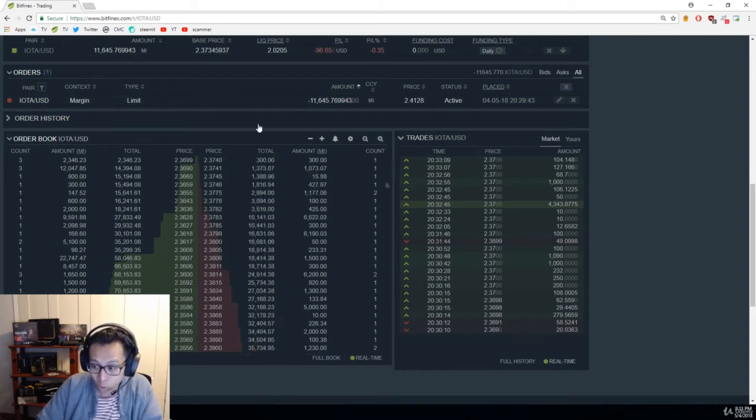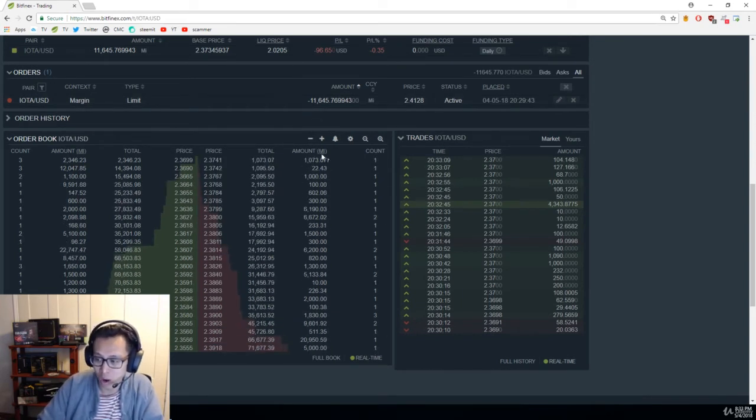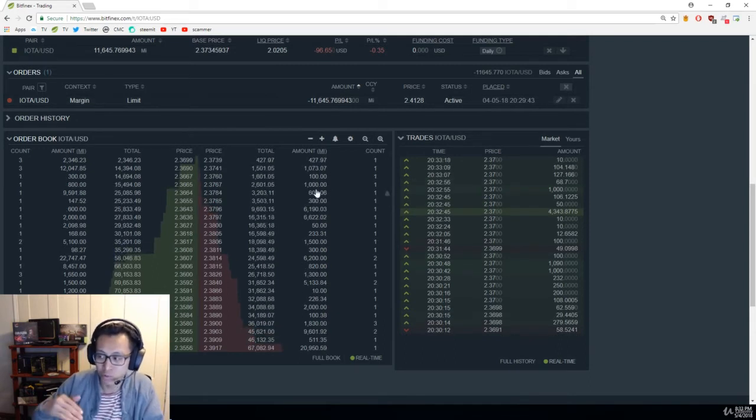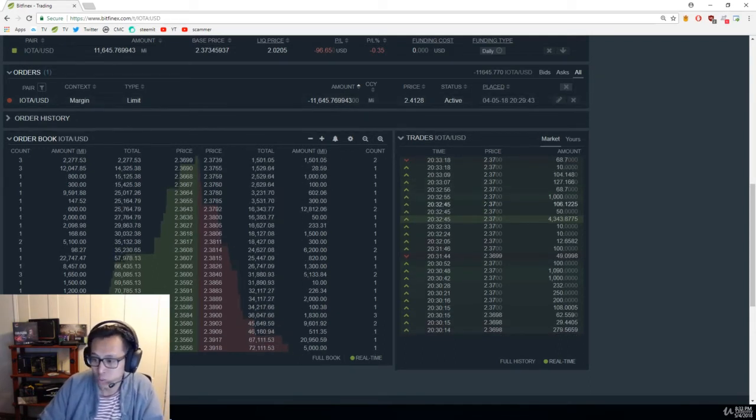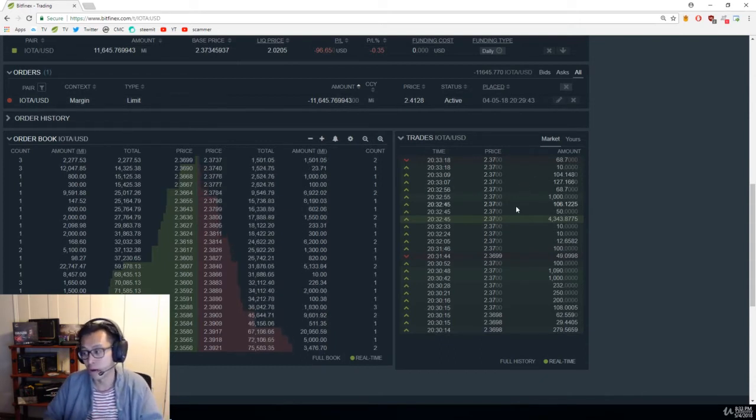Whereas the total side is the cumulative price. So it adds up all the amounts that are sold prior to that, okay? So we simply can't break above 2.37 right now, right? There might be something called a hidden wall there, okay? A hidden wall is something that we don't see, right?